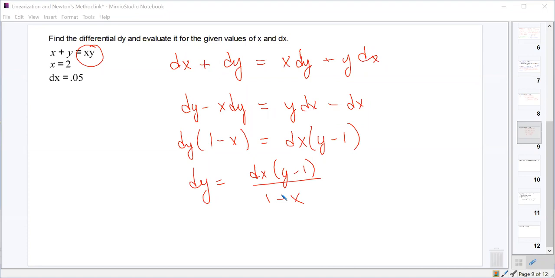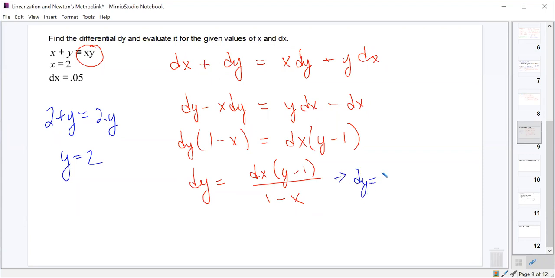A y on the right side. We got the y on the right side, yeah. And so how do we know what to plug in for the y? Doesn't seem like we were given a y value. Solve for it from the original equation. Yeah, so we'll just plug in x equals 2, so 2 plus y equals 2 times y, gives us y equals 2. So we'll plug those all in.